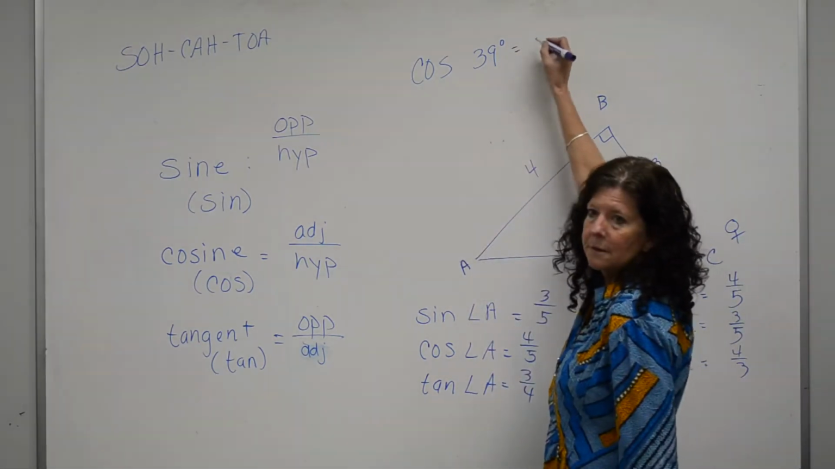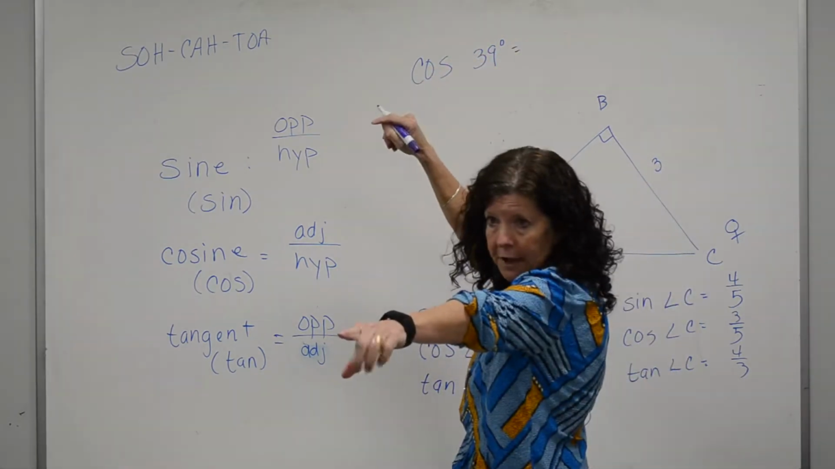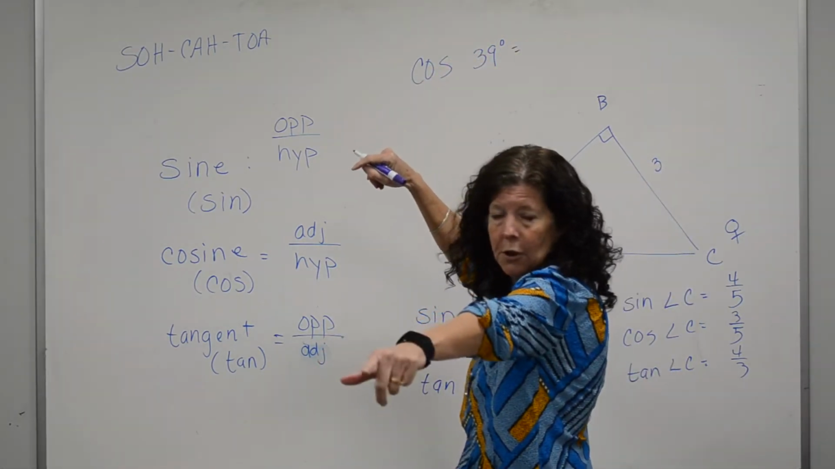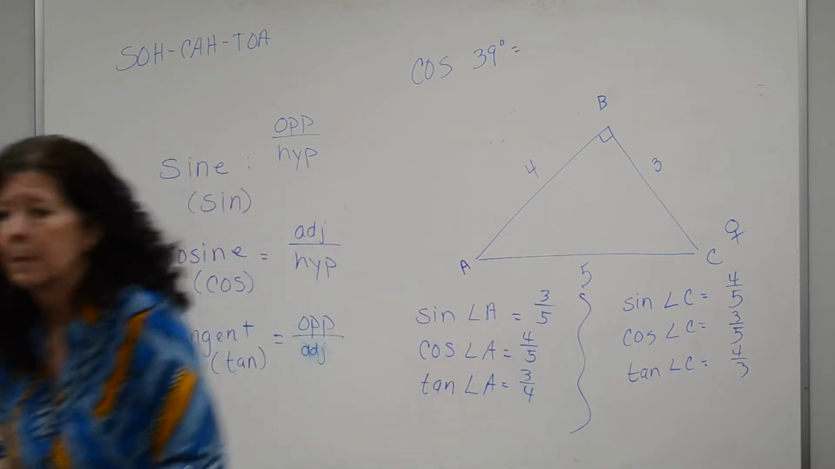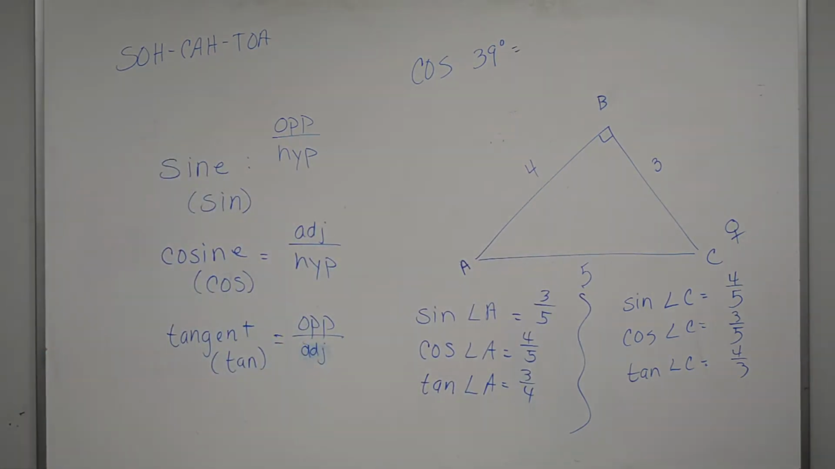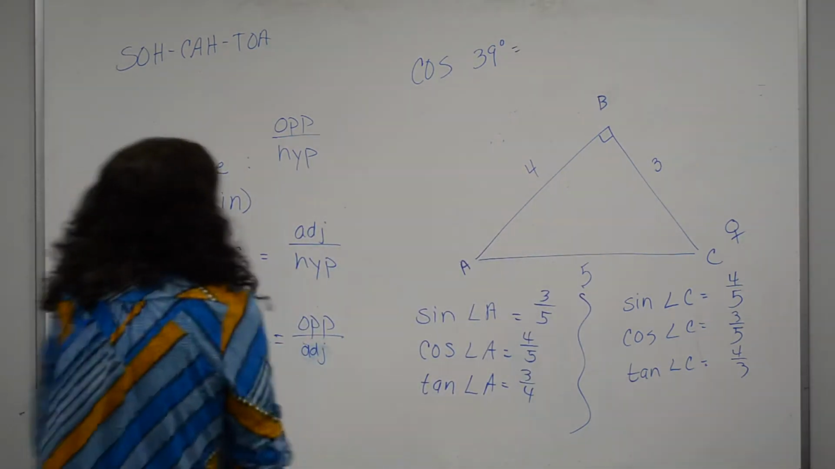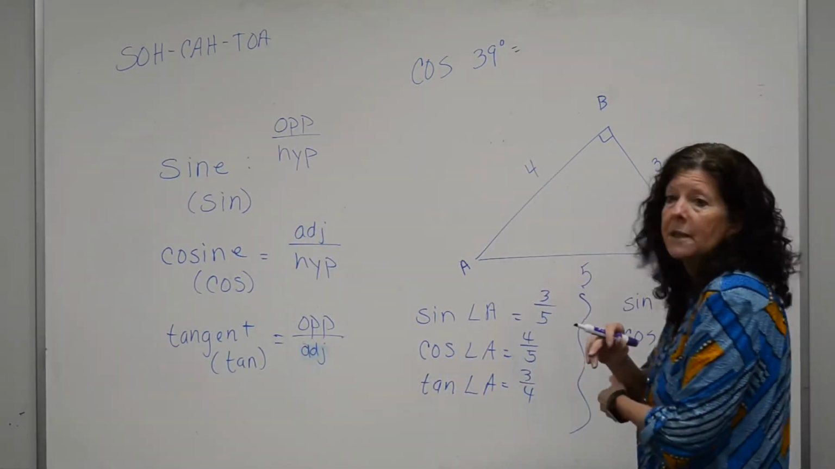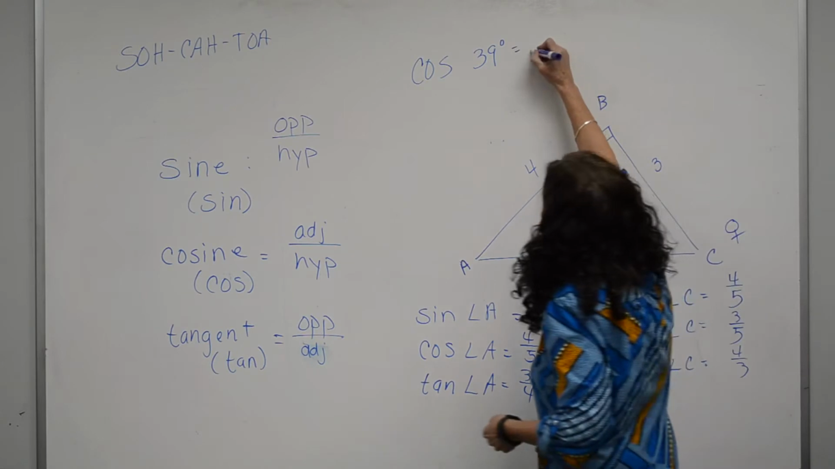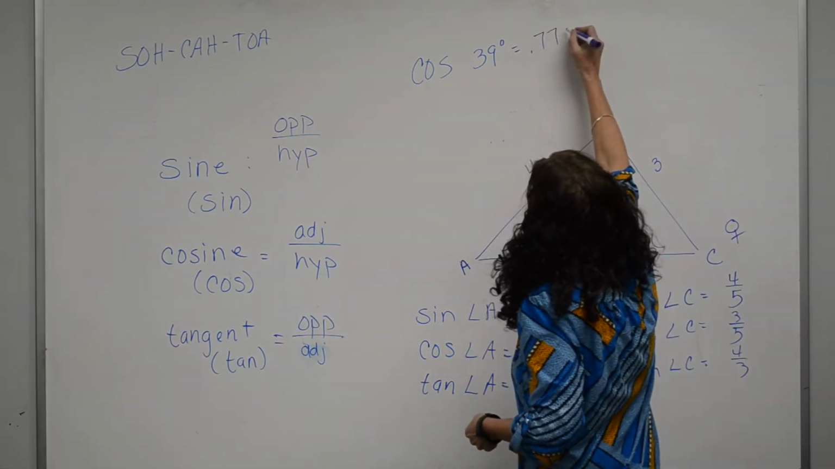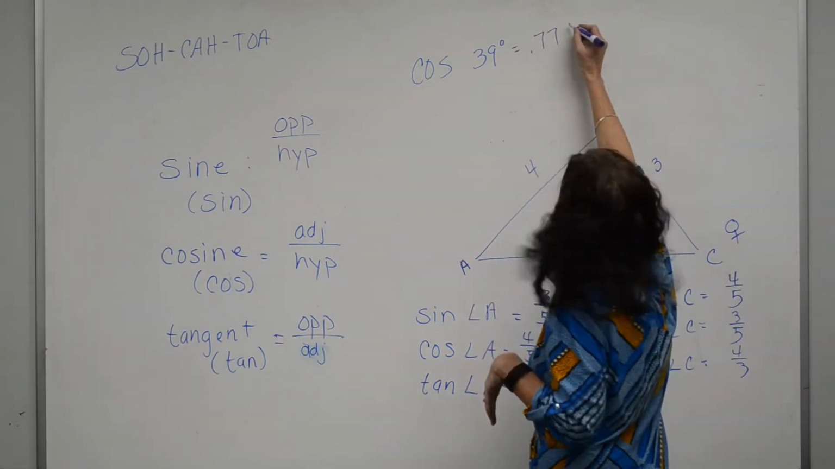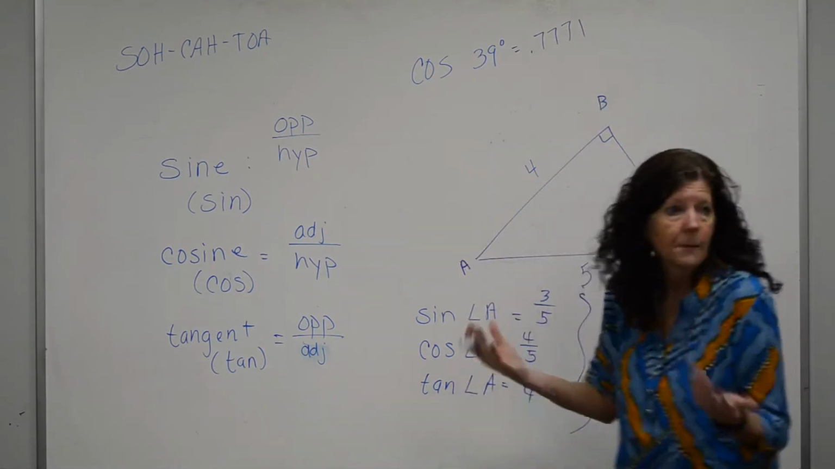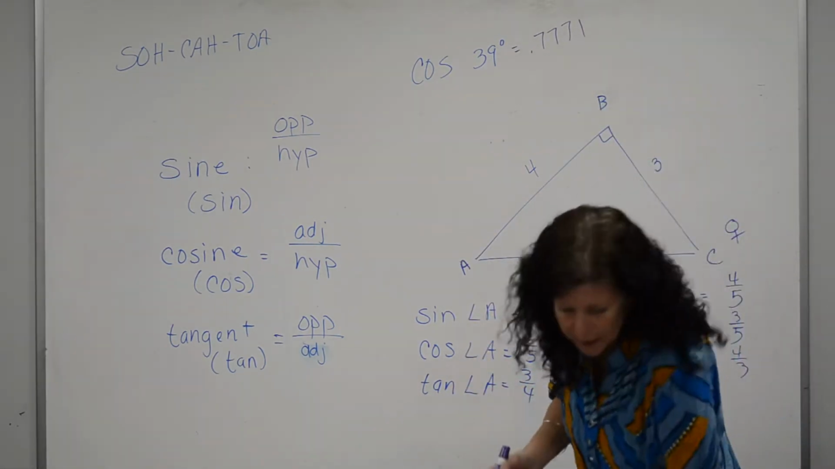Hit cosine 39 on the calculator, and then hit enter. Yes. And what is it? 0.77, four places. So that would be it. That's the cosine of 39 degrees.